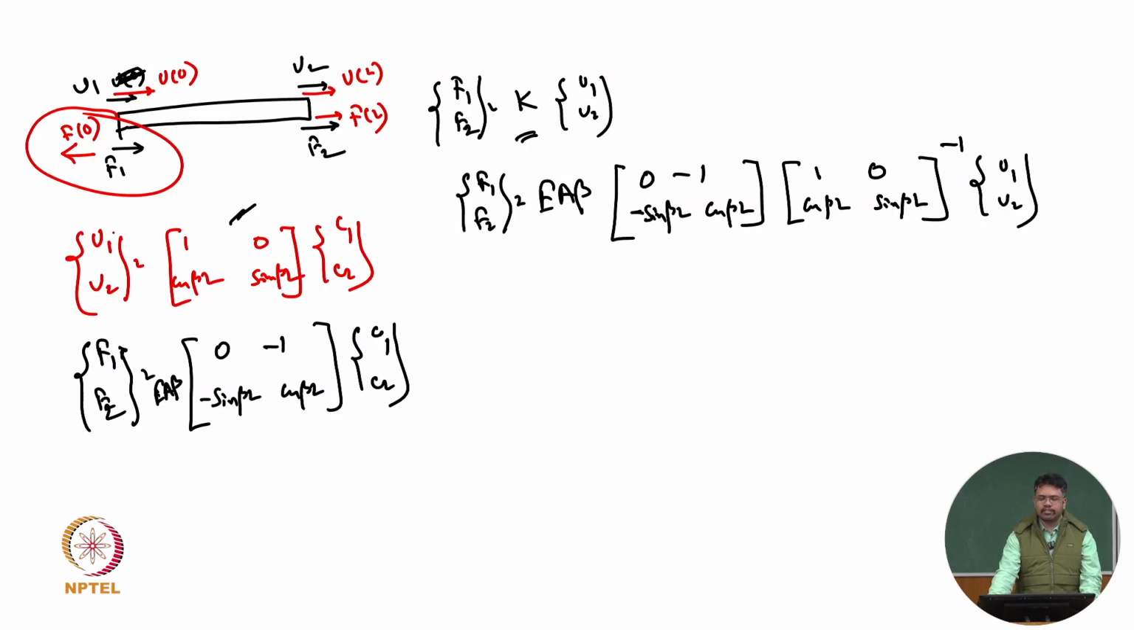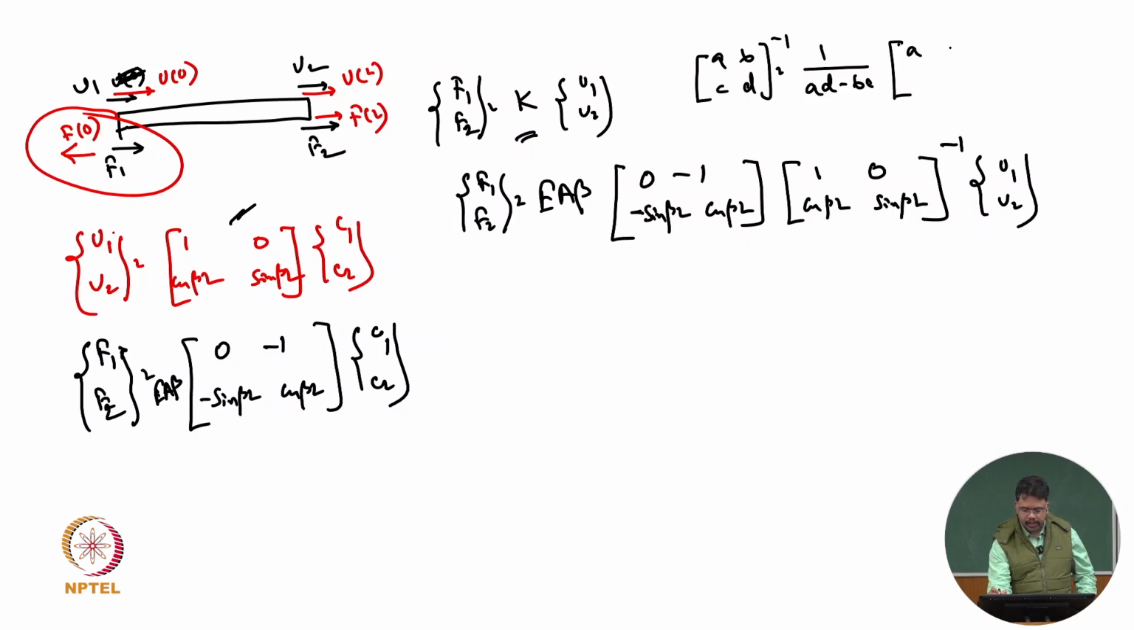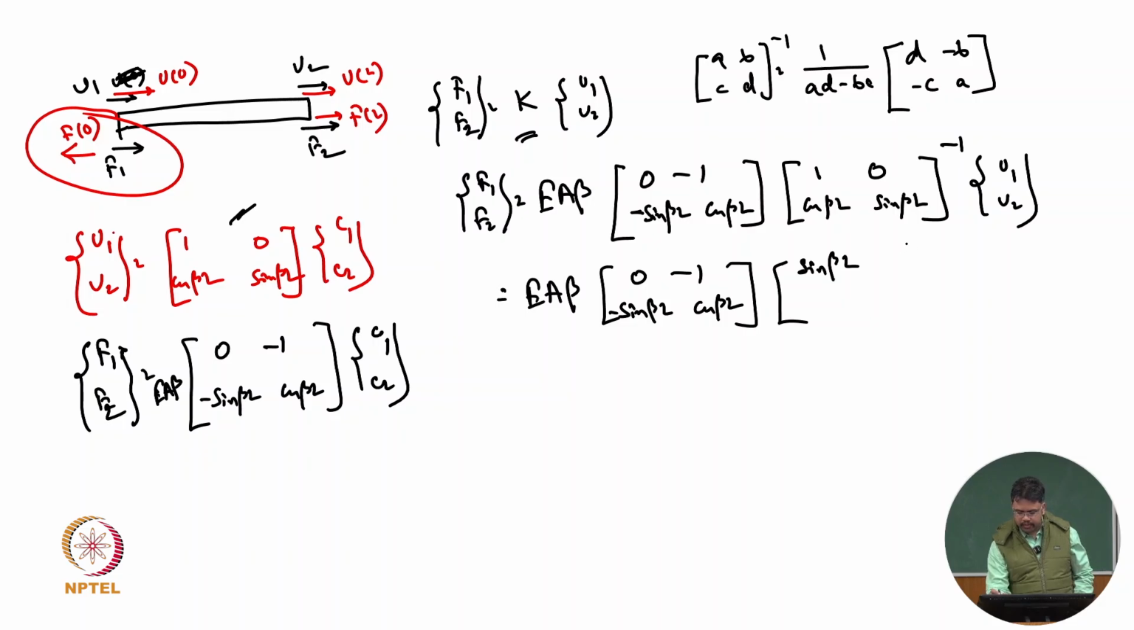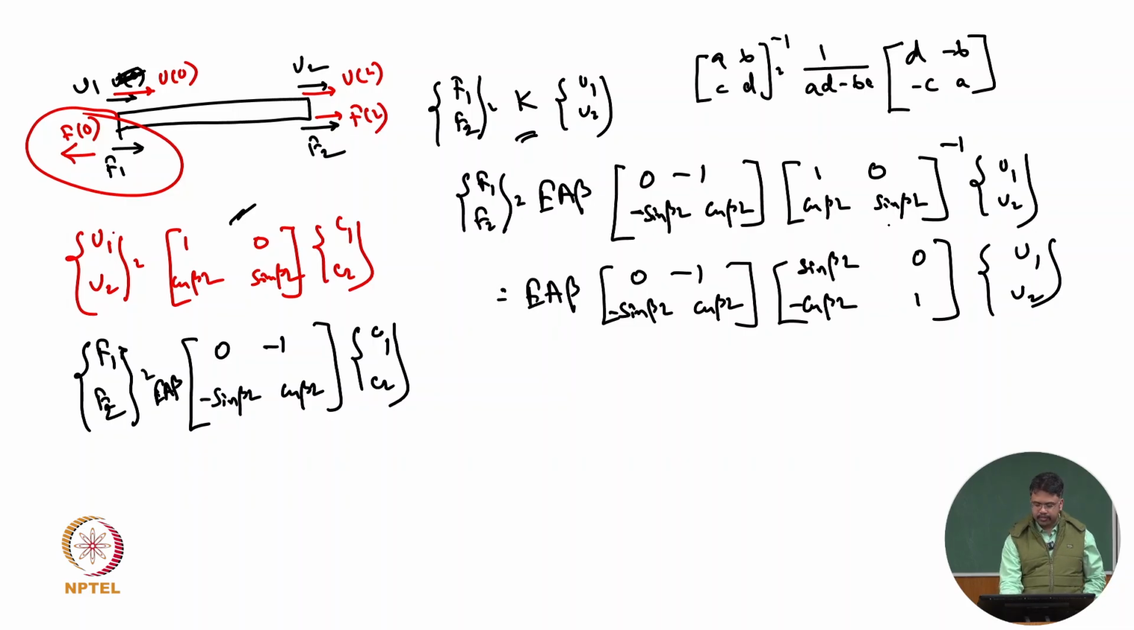Okay, how to do the inverse? Suppose if we have a matrix A B C D, what will be the inverse? 1 over AD minus BC, and this one will be D, minus B, minus C, A. So EA beta into 0 -1, minus sin beta L, cos beta L. Now A into D is 0, and then minus B into C, this is minus cos, 0, so sin beta L. Agreed?